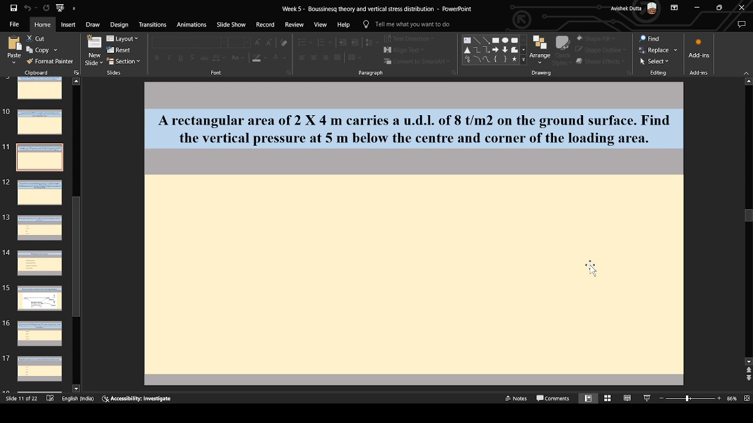A rectangular area of 2 by 4 meter carries a UDL, that is uniformly distributed load, of 8 ton per meter square on the ground surface. Find the vertical pressure at 5 meter below the center and corner of the loading area.